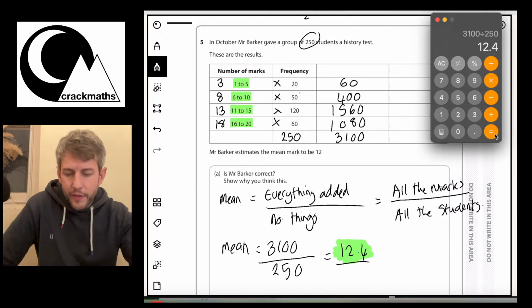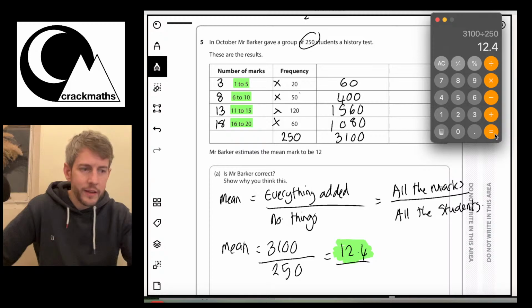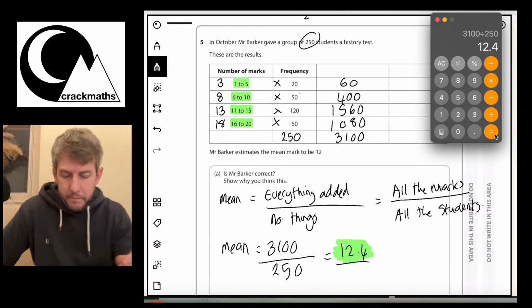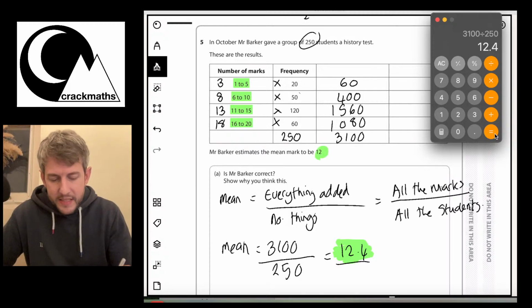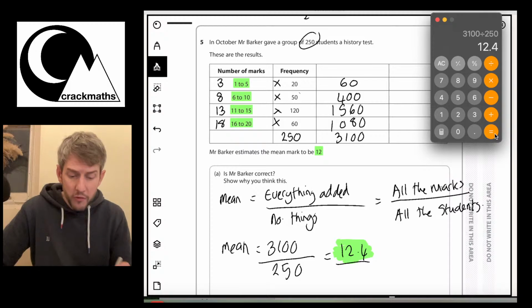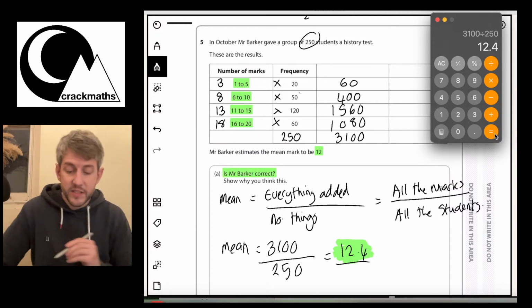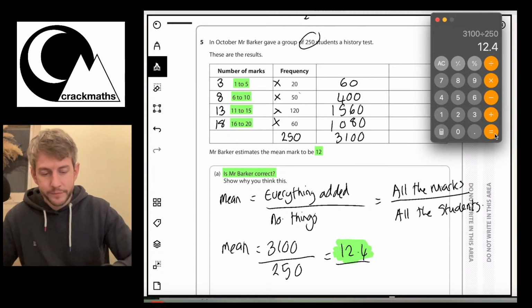Now if we look at our mean, 12.4, this makes a lot of sense for this data, because we can see that the highest mark was 20, the lowest mark was 1, so it's likely that the mean is going to be between those. Well, 12.4 is between them. Mr. Barker estimated the mean was 12, so 12.4 is close to that. So actually we could say that Mr. Barker is correct.